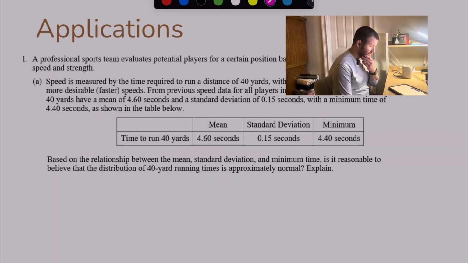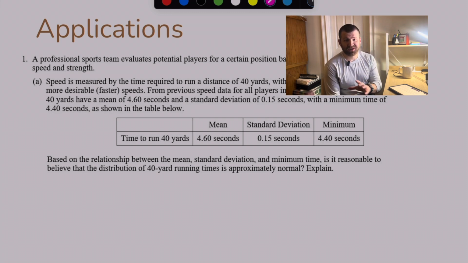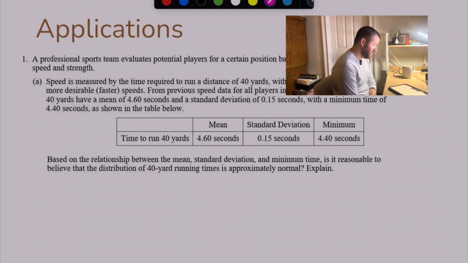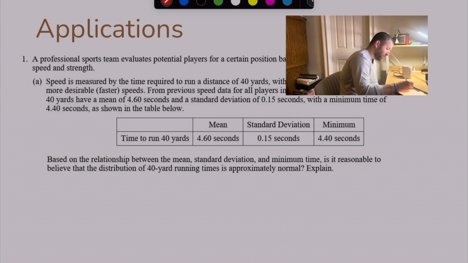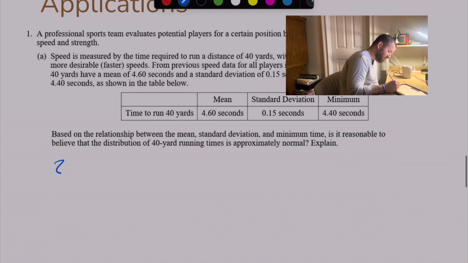So here is a question. I forget what year this is from. I believe it's 2011. But it's about a strength and speed test for a professional sports team. They give me the mean, they give me the standard deviation, and they give me the minimum. And they say, based on this, do we have reason to believe that it's a normal distribution? This is where that empirical rule that I talked about before is really important. So the first thing I'm going to do here is calculate the z-score for the minimum.